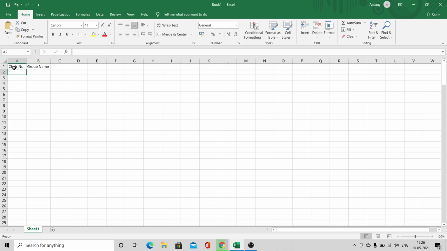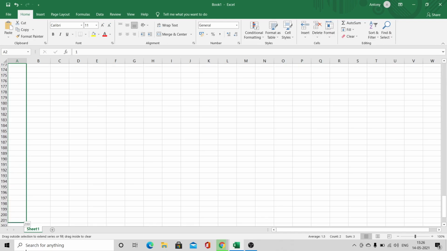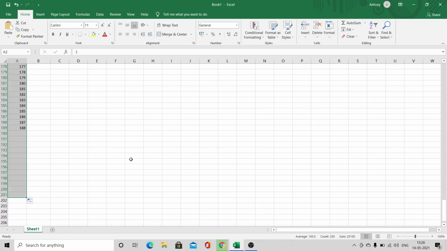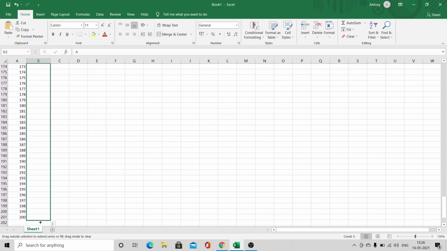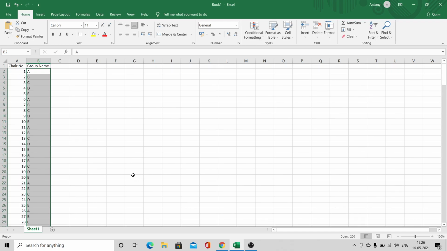The chair number can be any number, so we'll give it as 1, 2, etc. Let there be 200 chairs. And the group name is like A, then B, C, D, E. Likewise, it will get repeated, so we will repeat like this: A, B, C, D, E. So this is our group name.